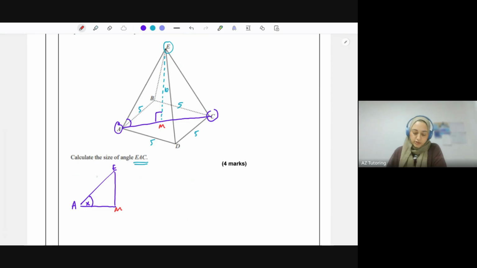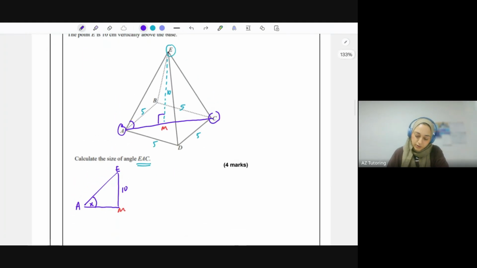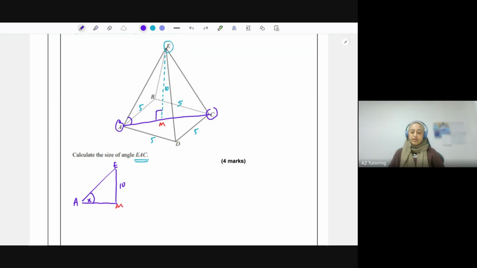Okay. So again, a good reason to label, so you can make sure you've got the right letters. Okay, so the triangle I've just drawn out, let me explain it again. This one here is this triangle that's here. Let's label what we know. So we know EM is 10. They've told us in the question it's 10 centimeters vertically above the base. What else do we know? Nothing else really. We don't know EA, we don't know the size of AM, and we don't know any other angles.